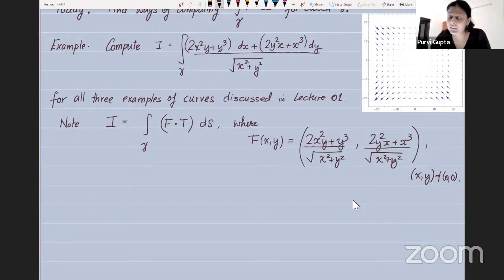But all the three curves that we considered, none of them pass through the origin. So there's no problem in trying to integrate this over those three curves.